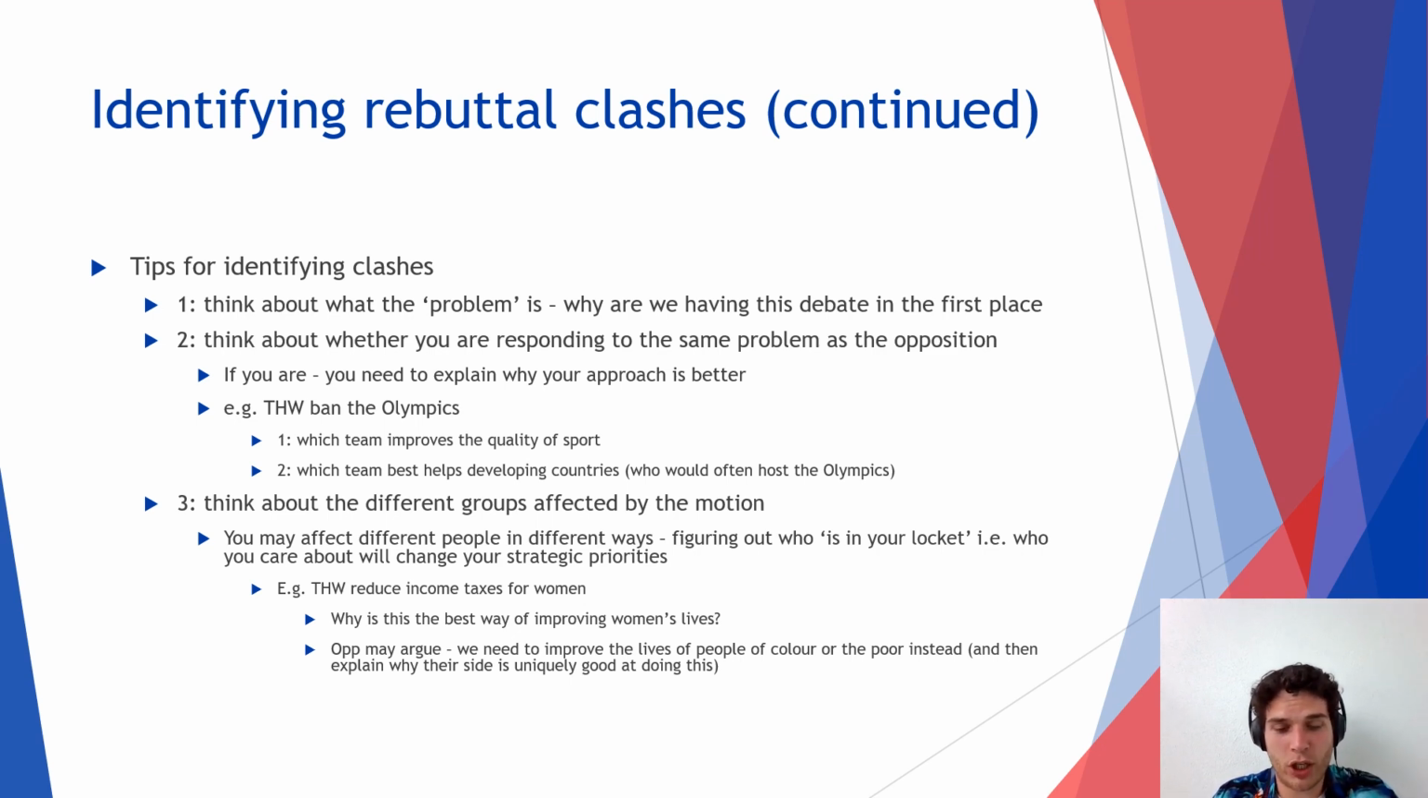You might have this clash about, well, is this the best way of improving women's lives? Is there a different way to do so? So that's the kind of other problem question of like, can we more effectively target these issues rather than cutting income taxes? Well, the opposition could also argue, well, we actually need to improve the lives of the poor and of people of colour, and your side is not effective at targeting these people, and it would be better to introduce a counter-model or an alternative policy that focuses on these groups instead.